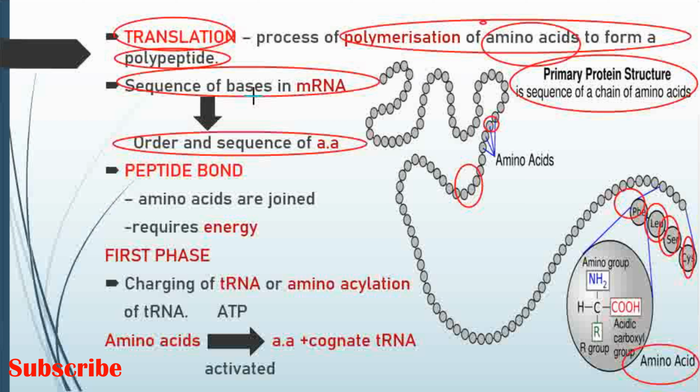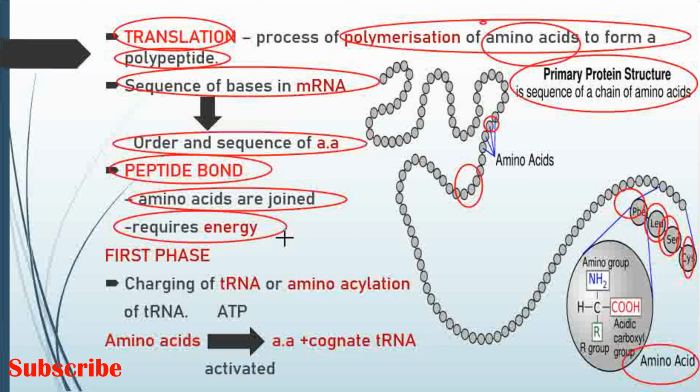Just like we are translating from one language to another language, from mRNA we are going to translate into a protein. Here a peptide bond is involved. Since we are joining amino acids, we need a bond to join them. You all know what bond is involved in joining amino acids? The peptide bond. The amino acids are joined by the peptide bond, and this requires energy. Yes, it requires energy to form the peptide bond. So what happens in this case?